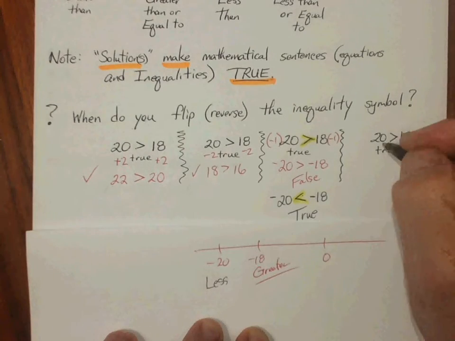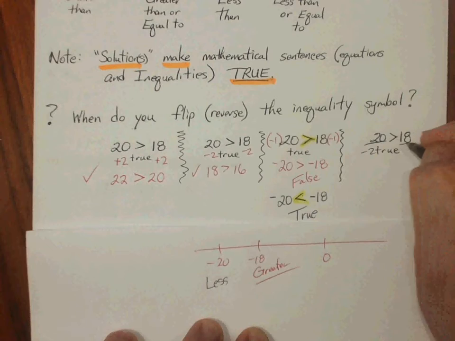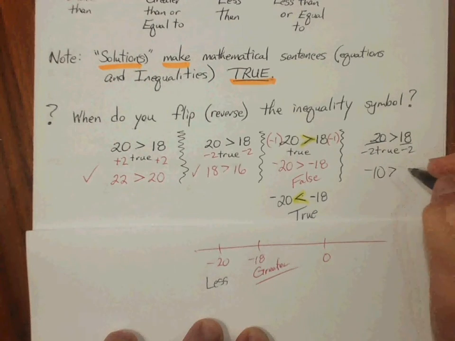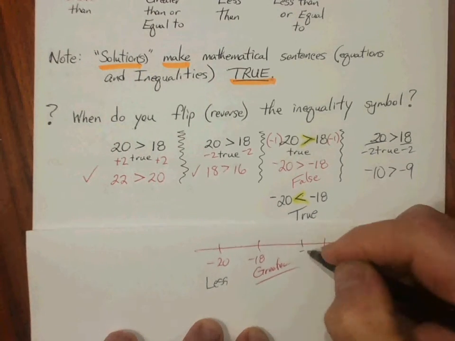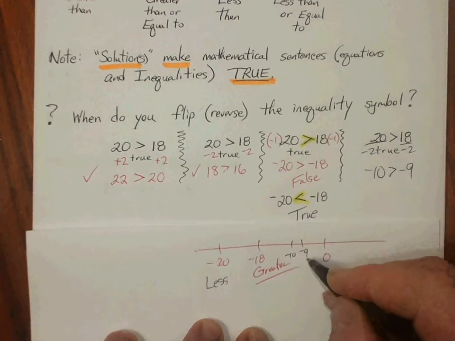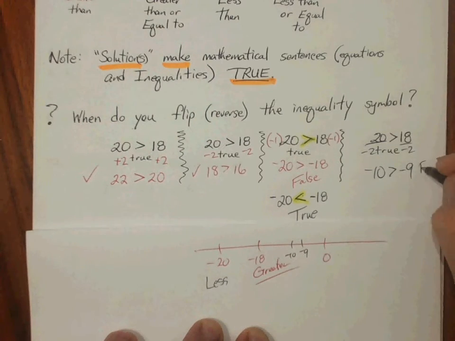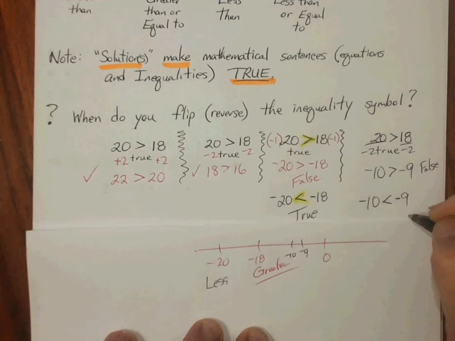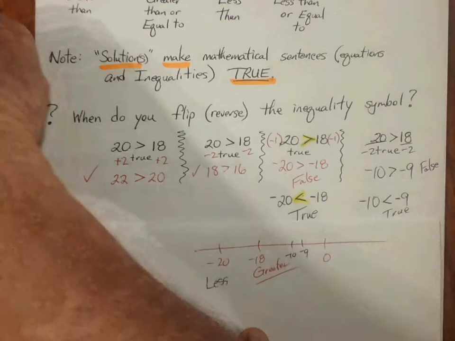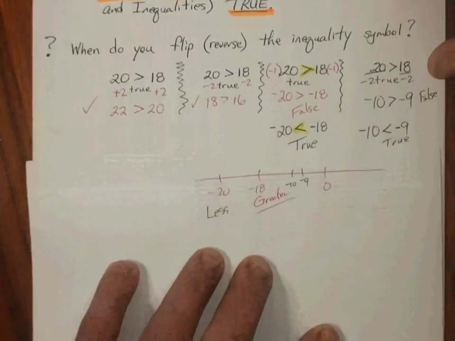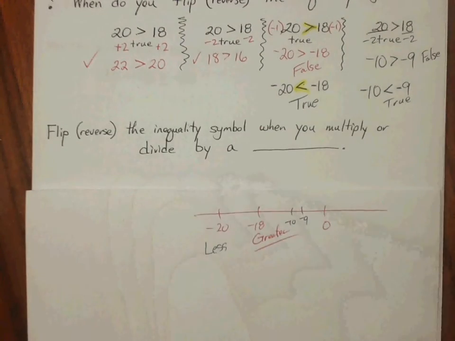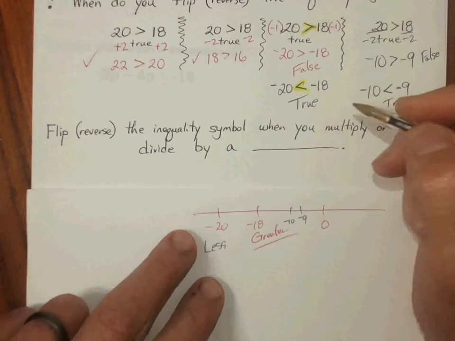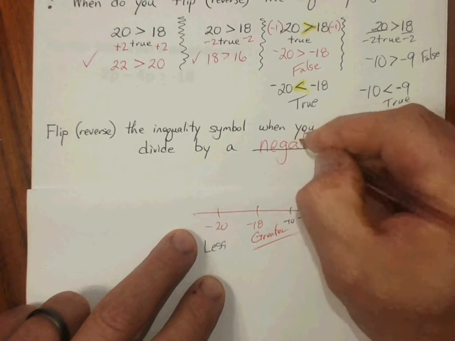Same thing over here if I divide by a negative. The statement is true, but if I divide by a -2, I get -10 is greater than -9. -9 is there, -10 is there, -9 is greater. So this is false, but in order to make the statement true, all I need to do is flip or reverse the inequality sign, and now it is true. So what can we surmise from this quick example here? You flip or reverse the inequality symbol when you multiply or divide by a negative.